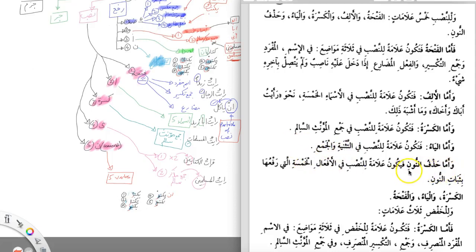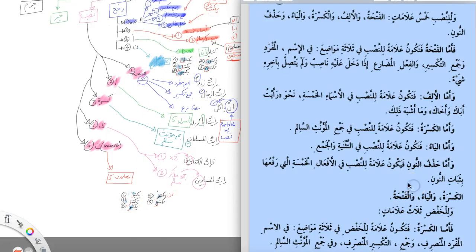أما حذف نون, as for the removal of noon, فيكون علامة, this is a sign للنصب, for nasab في الأفعال الخمسة, in the 5 verbs, like I did over here, those 5 verbs. التي رفعها, which have the rafa state بثبات النون, with the remainder of the noon. So the noon remains there, if you remember over here. Yes, so over here the noon stays. Okay, in the rafa state, and in the nasab state the noon is removed. Yeah. Okay, and that's done. Alhamdulillah. And next week inshallah we'll do the others.